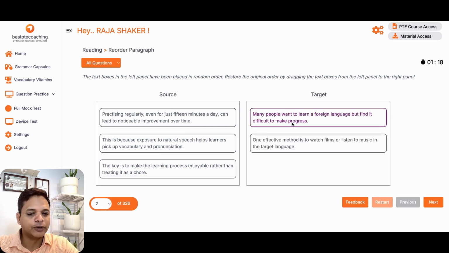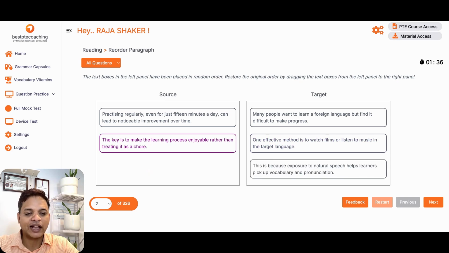They find it difficult to make progress. One effective method to solve the problem. Here is the problem. This is the solution. Why? Because why is it an effective thing? This is because exposure to natural language helps learners pick up vocabulary and pronunciation. This is correct. This is correct.